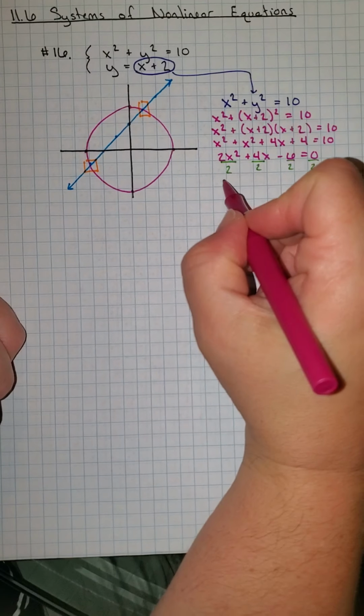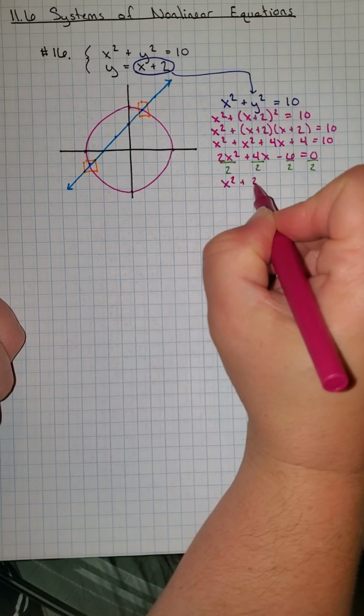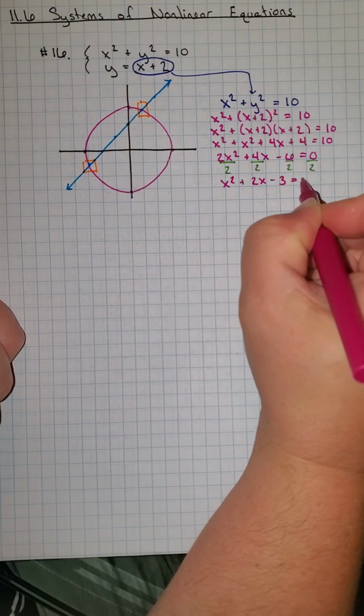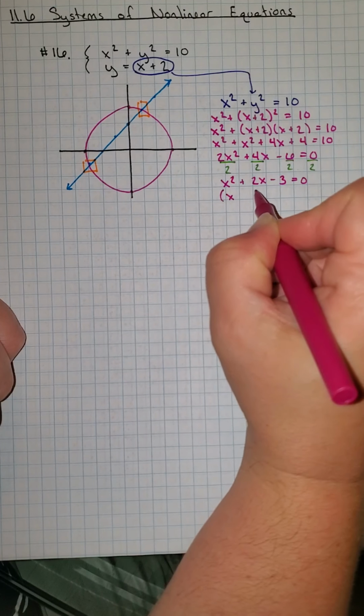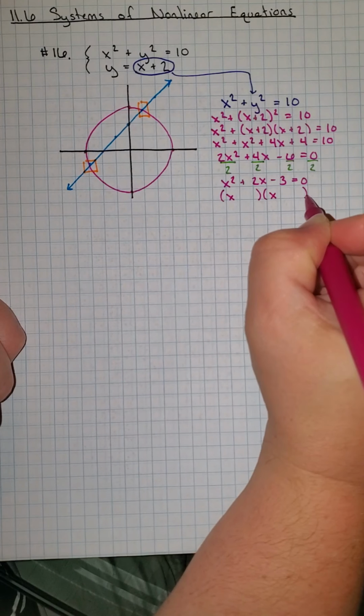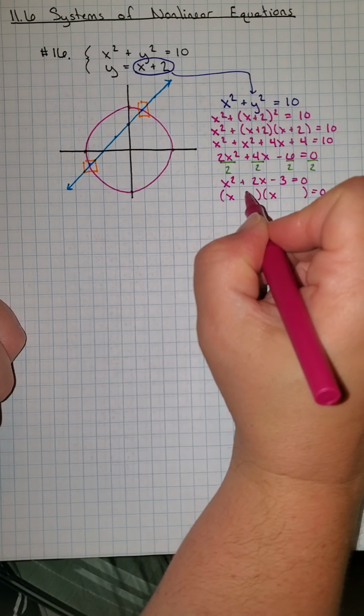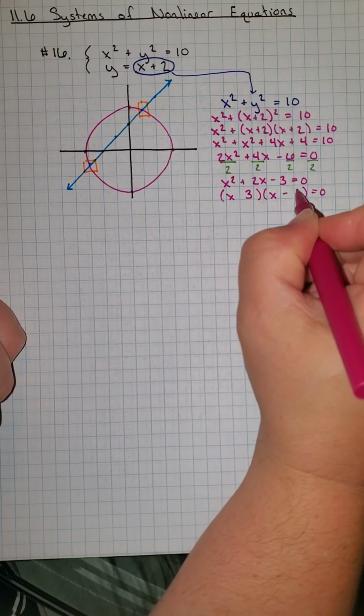So you have x squared plus 2x minus 3 equals 0. And then we can factor those two numbers that multiply to negative 3 and add to 2. That's a positive 3 and a negative 1.